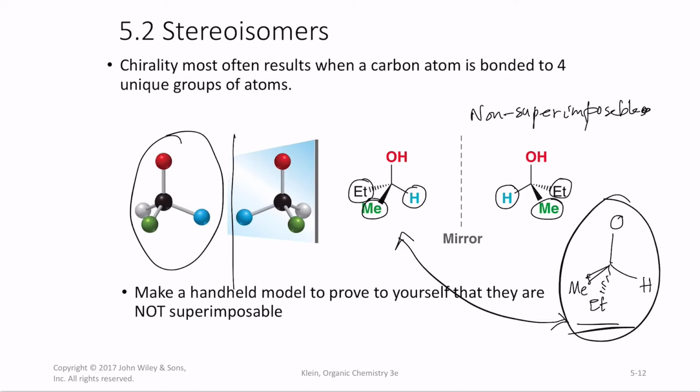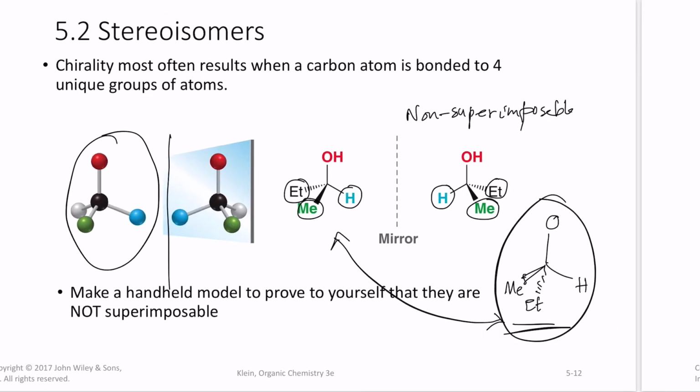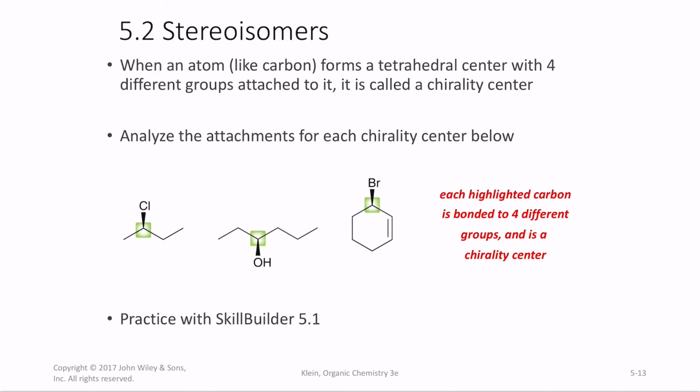So two stereoisomers are non-superimposable mirror images of a given molecule. That's how you can identify a stereoisomer. Another way of checking whether a molecule is chiral is to check for its chirality center.